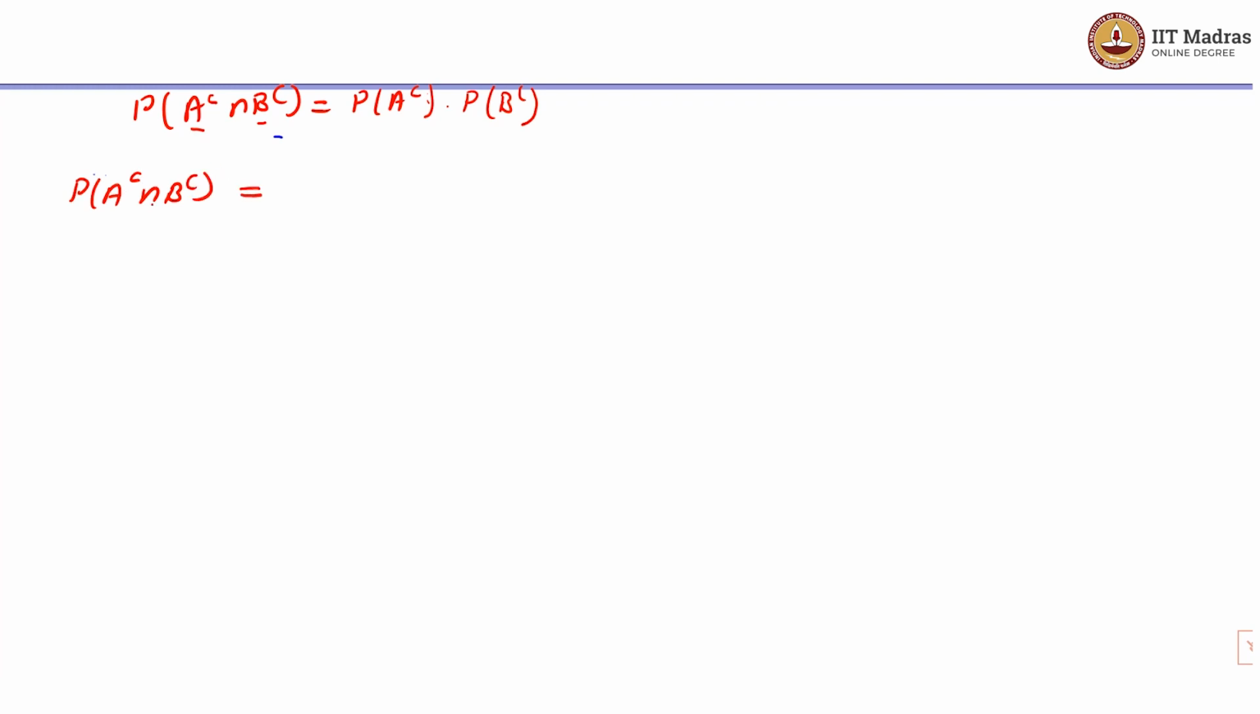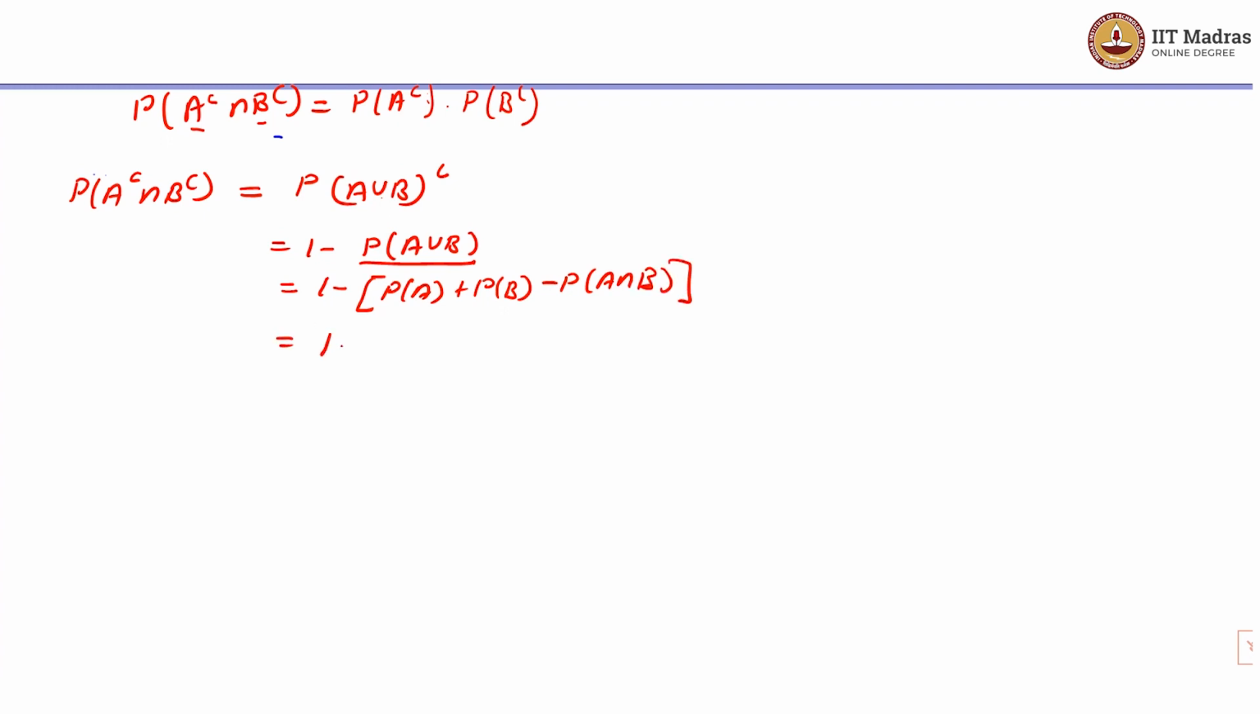So A complement intersection B complement I can write as (A union B) complement by using De Morgan's law. So this will be equal to probability of (A union B) complement, and probability of (A union B) complement will be equal to 1 minus probability of A union B. Here I can use the addition rule which says that P of A plus P of B minus P of A intersection B.